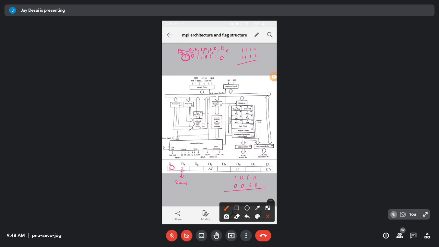AND gate. ટ્રુથ ટેબલ યાદ કરો AND gate નું. AND gate means what? You have to multiply two inputs. તમારે બે ઇનપુટ ને મલ્ટીપ્લાય કરવું પડશે ને? Yes, sir. So what is the answer? Final answer? 0 0 0 0 0 0 0 0. So what over here? Your final answer contains all zeros. So in this case, this D6 bit, or you can say that Z flag, is supposed to be 1.